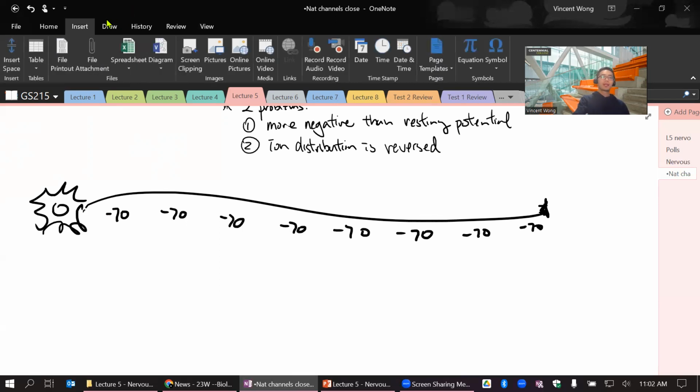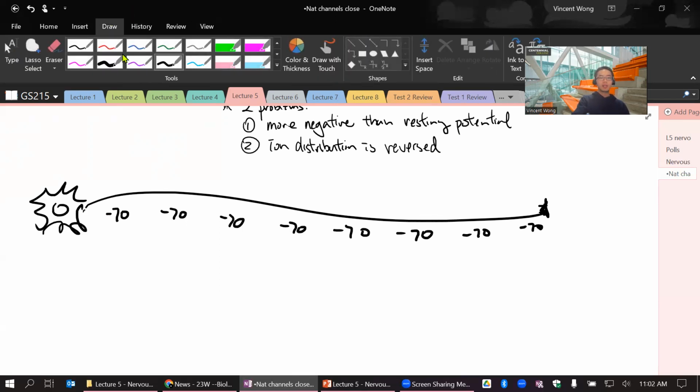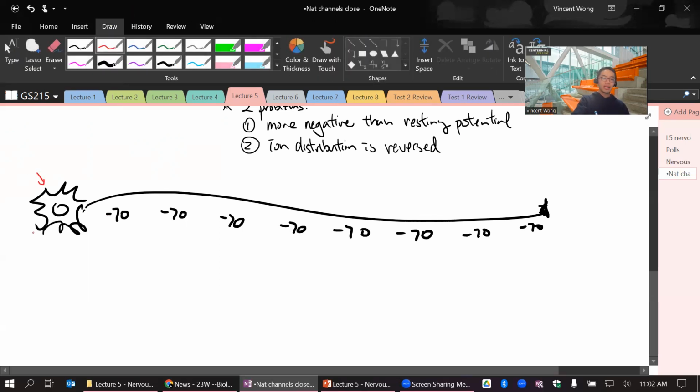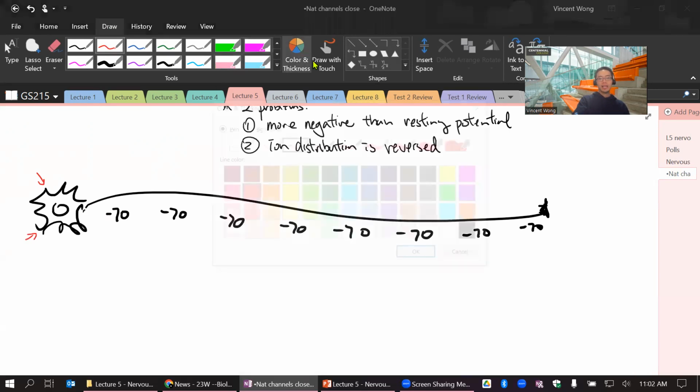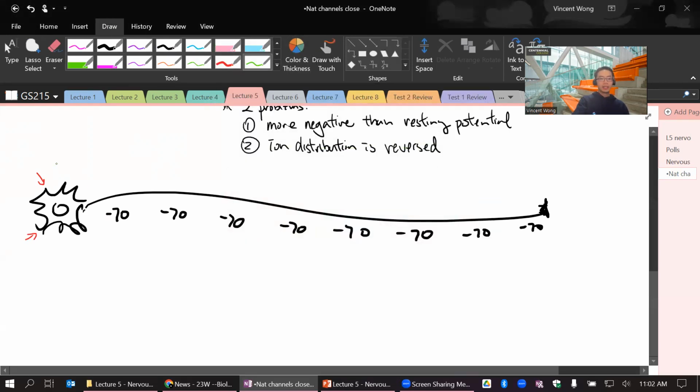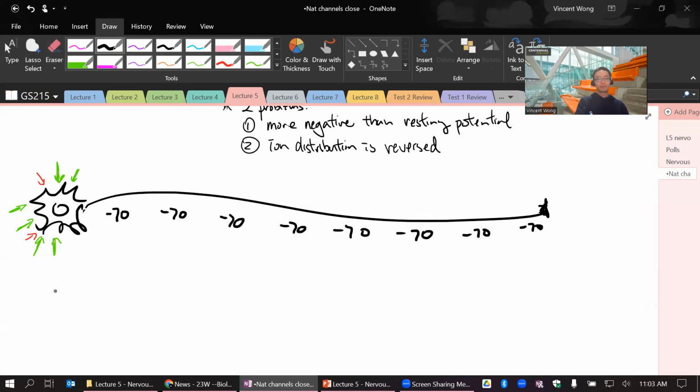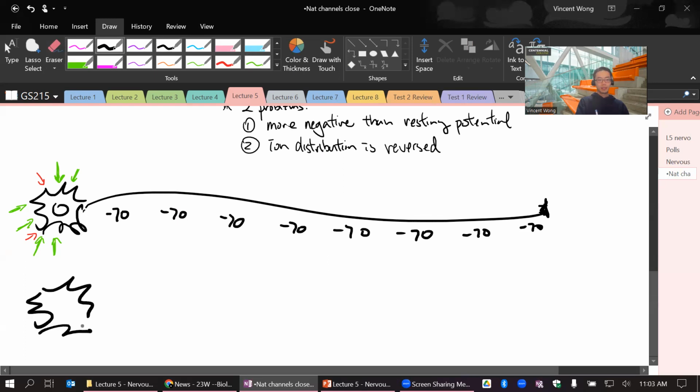So then, let's say we have some signals arriving. Okay, there are some inhibitory signals coming in at the dendrites, and then there are some excitatory signals coming in. Okay, but there are more excitatory signals than inhibitory signals, and so that's going to cause a signal to be transmitted down the axon. Okay, so here we go.